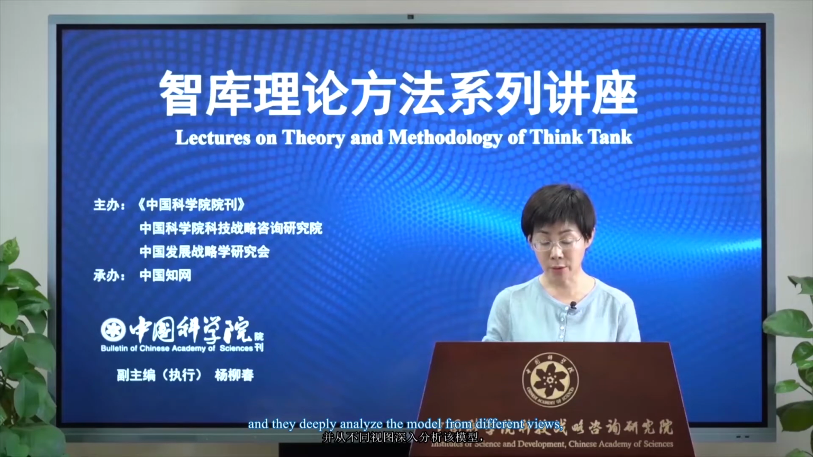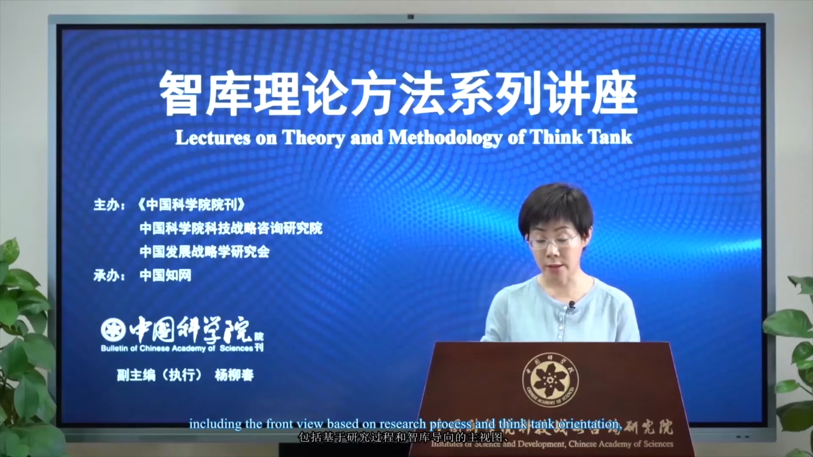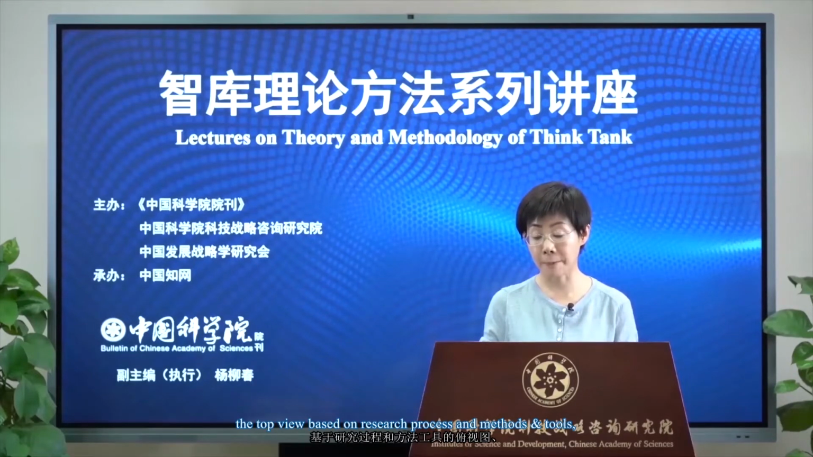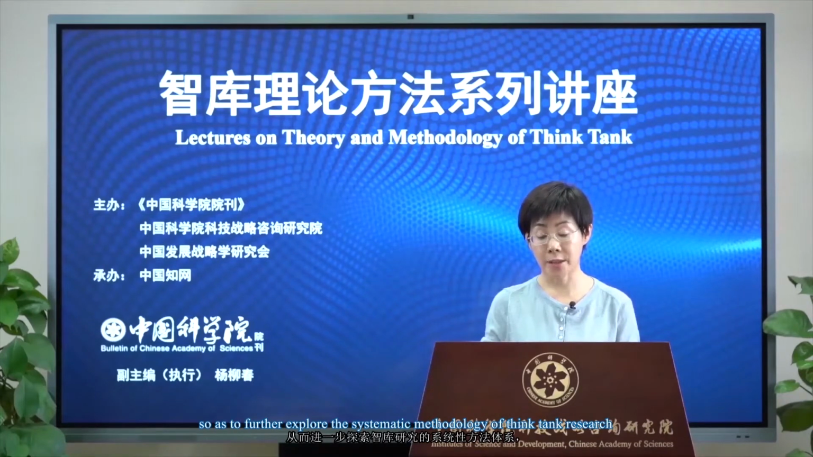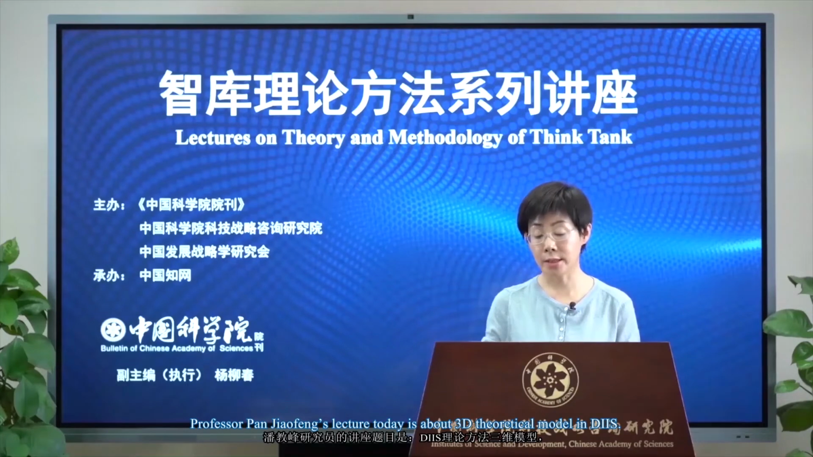They deeply analyze the model from different views, including the front view based on research process and think tank orientation, the top view based on research process and methods and tools, and the left view based on methods and tools and think tank orientation, so as to further explore the systematic methodology of think tank research to contribute to high-quality think tanks in China. Professor Pan Jiaofeng's lecture today is about the 3D theoretical model in DIIS.